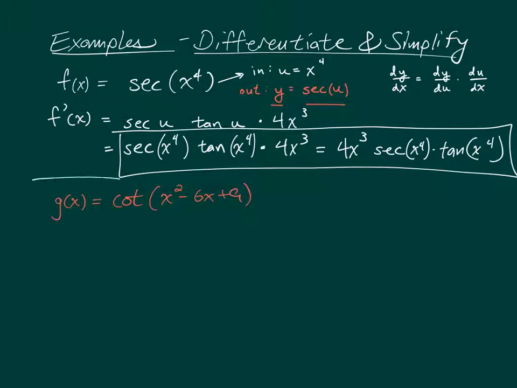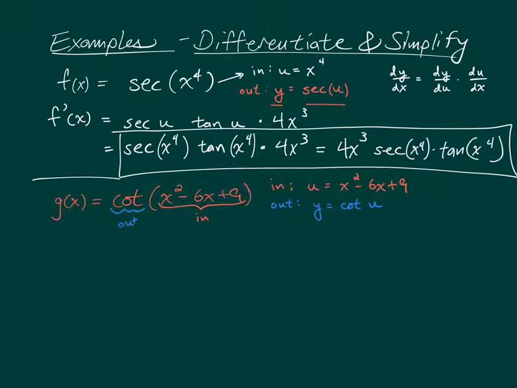In the next example, you can see here we have g of x equals cotangent of x squared minus 6x plus 9. So again, what we want to do is identify what's on the inside. And there it is. This will be what's on the inside. So the inside is u equals x squared minus 6x plus 9. And on the outside, we have y equals cotangent of u. So if you substitute this back in for u, you end up with what we started with. And g of x and y are the same thing.